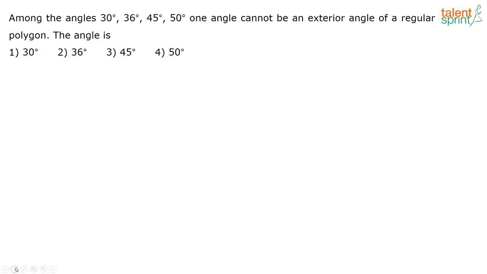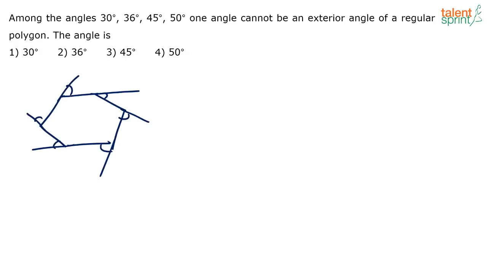So here to solve this, you need to know a property. What is the property? The sum of the exterior angles of any polygon is equal to 360 degrees, be it a pentagon, hexagon, octagon, whatever. So what is an exterior angle? If you have a polygon like this, these are all the exterior angles. The sum of all these exterior angles is always equal to 360 degrees.